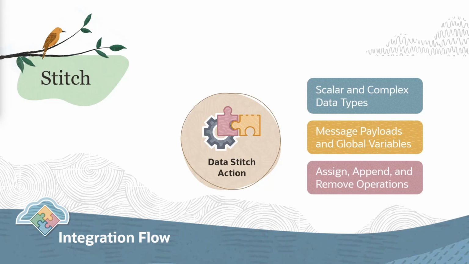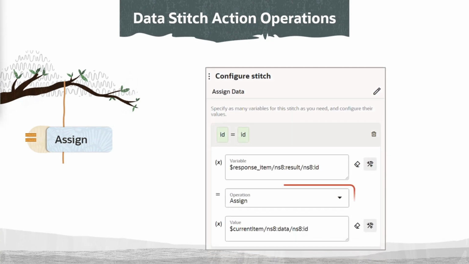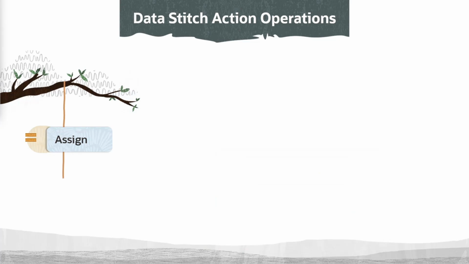This action provides a configure stitch panel that enables you to assign, append, and remove data values or elements as needed. The assign operation places the selected value or element or attribute into the target element, overriding any existing data in the target. For example, say you want to change the current address in an existing purchase order. The stitch action enables you to change the address. You can either map fields individually or copy the entire address object itself.